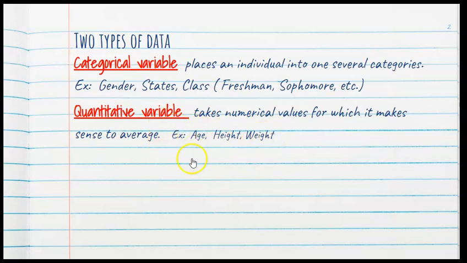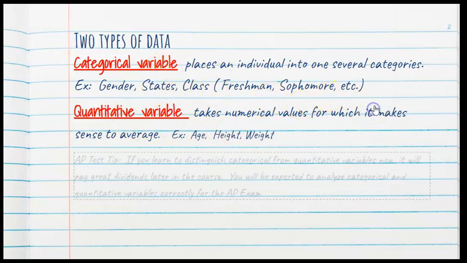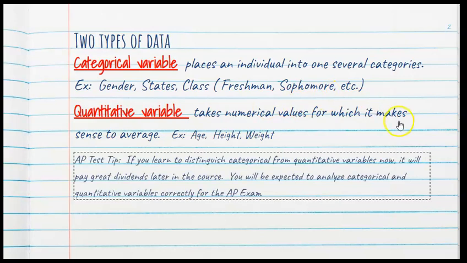Stop and ask yourself, can you or should you average them? If you could, then it's quantitative. Otherwise, it's a category or a categorical variable. Now, an important thing to know is that if you can identify the variable as categorical or quantitative, that's going to get you really far in this class. Because as we go through this class, you're going to have to identify tests to run, and the test is determined in part by the kind of variable. So it will help you quite a bit on the AP exam if you can identify these really quickly.